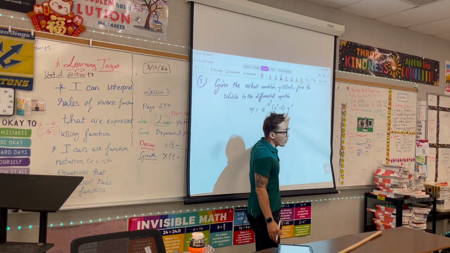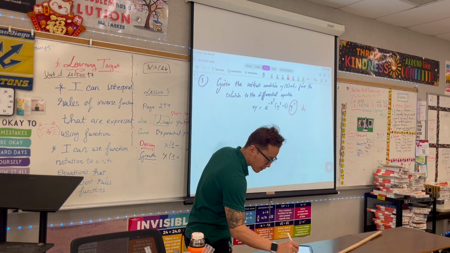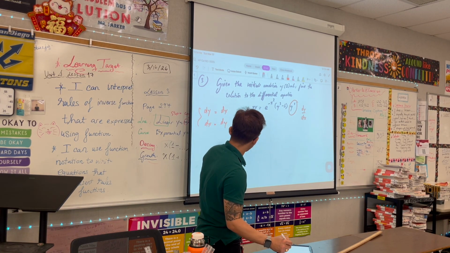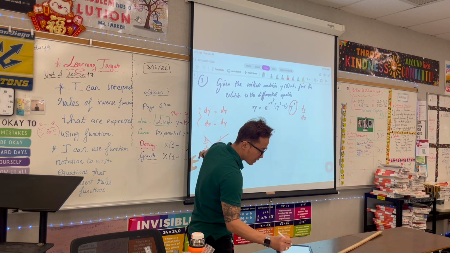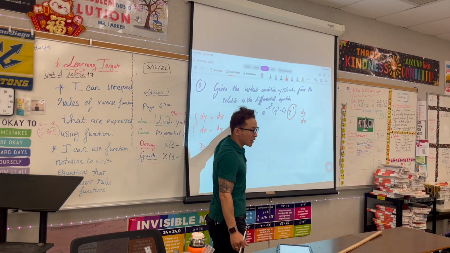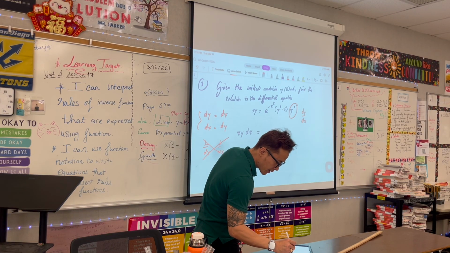y prime, we need to have dy/dx, right? y prime is dy/dx right here. So we want one side to be dy, one side to be dx. Doesn't matter which one is on the left or on the right. But you don't want 1 over dy or 1 over dx. So if you see this right here, then you need to move the dx over here, so they're both on the top. So I'm going to move dx over here. I have dx xy equals e to the negative 2y squared minus 1 dy.